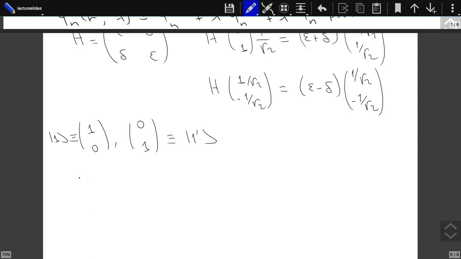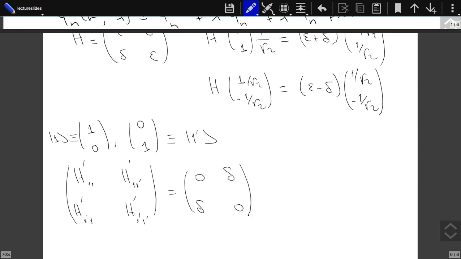And so we have to form H'_11, H'_11', H'_1'1, and H'_1'1'. We have to form this matrix. Now if you form this matrix, this is nothing but (0, delta; delta, 0). Now we have to determine alpha and beta.